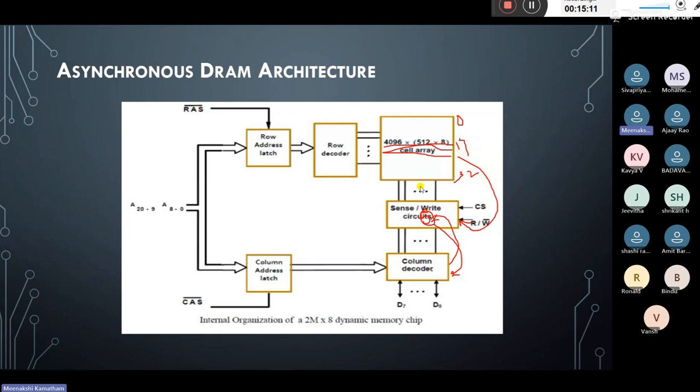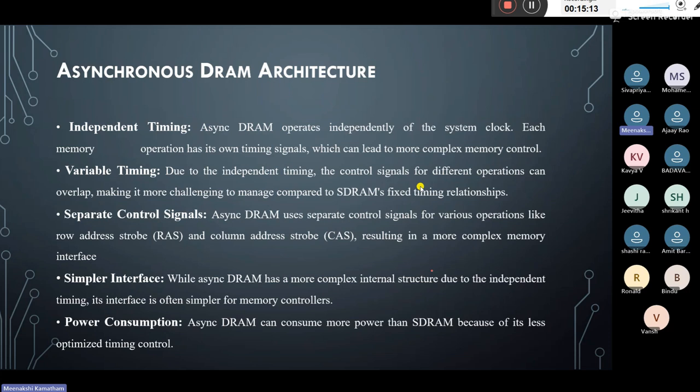Please let me know, or else I will continue this presentation. See here some important points. Asynchronous DRAM architecture is the main DRAM architecture that comes into the picture. It has independent timings, variable timing, separate control signals, and a simple interface.